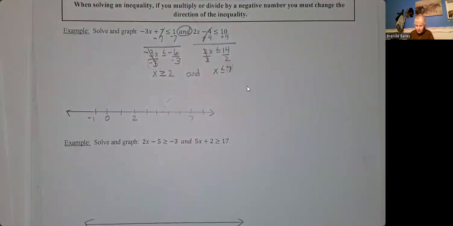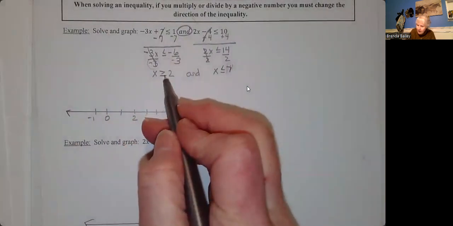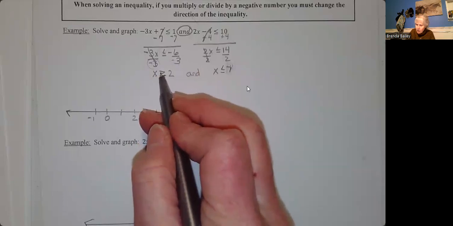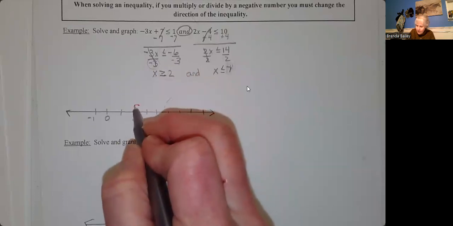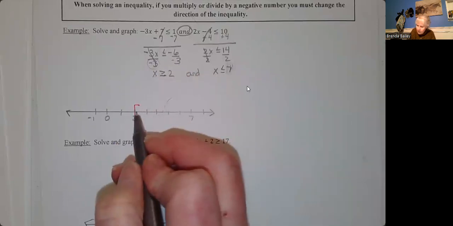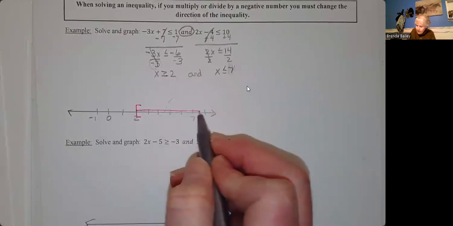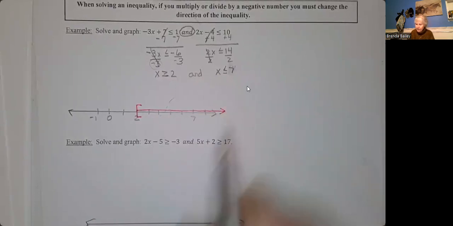We're going to go to the 2. We're going to have a bracket this time. It's been a while since we've had a bracket. Because of that bar, that equal sign, we'll be using a bracket. We want x's that are larger than 2. So our bracket, and we're going to go to the right. Okay. Those are the numbers that are bigger than 2. It's to the right.